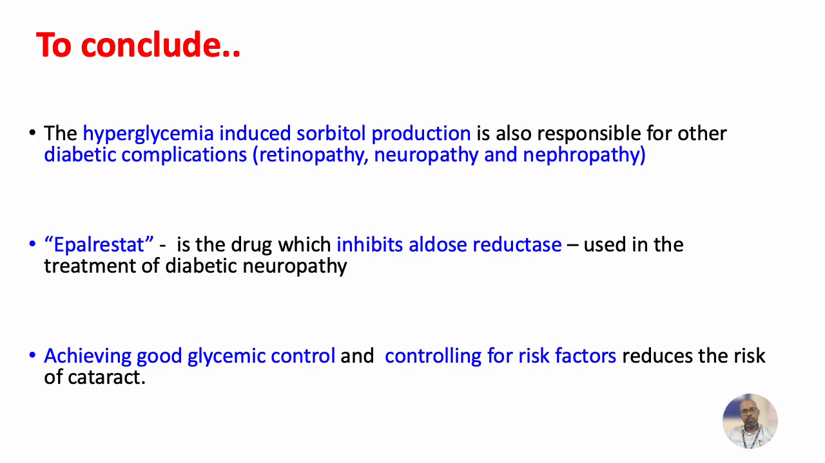Hyperglycemia-induced sorbitol production is responsible not only for cataract but also for other complications such as neuropathy, nephropathy, and retinopathy. There are some drugs which can be used to target this enzyme, aldose reductase. One such drug is called epalrestat. So finally, achieving good glycemic control and controlling risk factors reduces the risk of cataract.